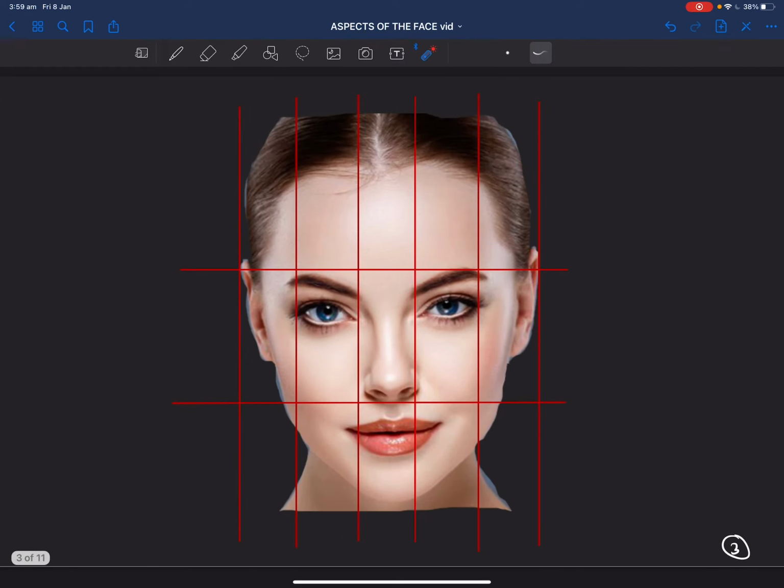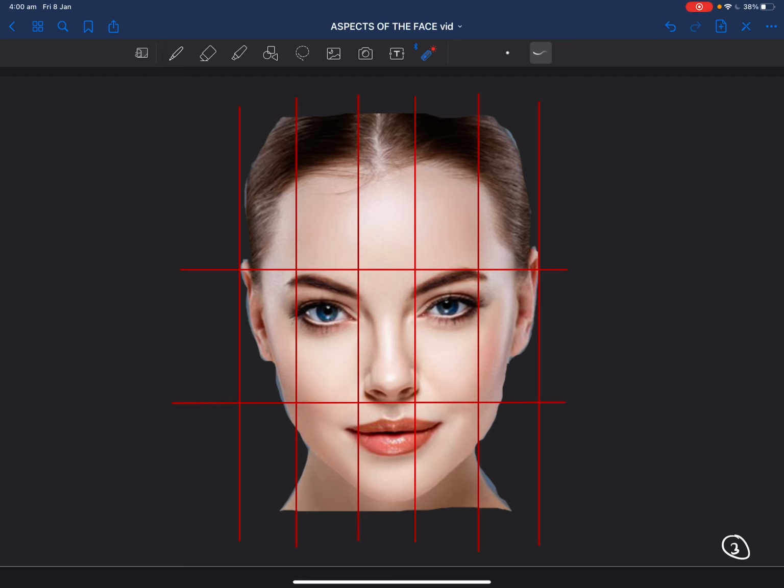As noted by Leonardo da Vinci, the face is split horizontally in thirds. So this is a third, this is a third, and this is a third, and vertically into fifths. So we have one fifth, one fifth, one fifth, one fifth, and one fifth. It's a very symmetrical way. Obviously not everyone's face is going to be like this. Most people's faces aren't symmetrical. Even this random person I got off the internet, her face isn't symmetrical either. It's nothing to be worried about, but it's an easy way to map out where your facial features should be.